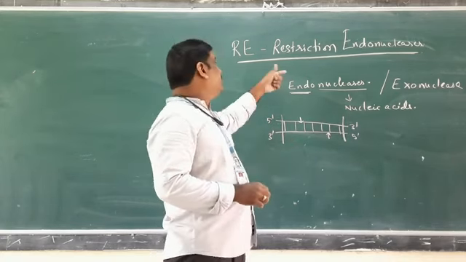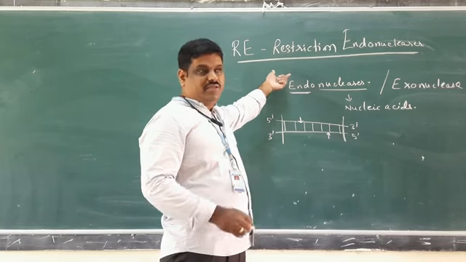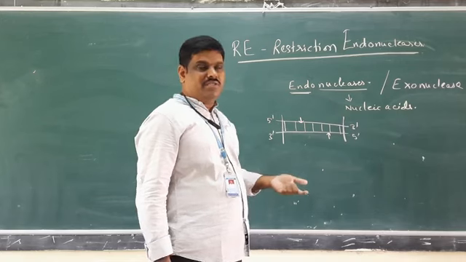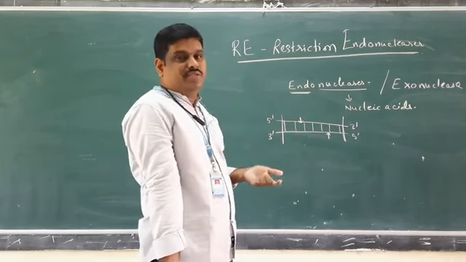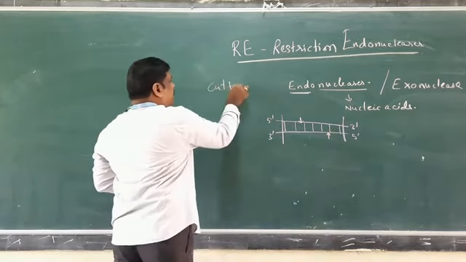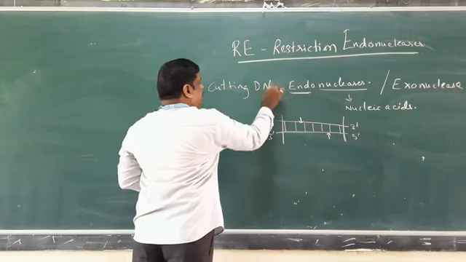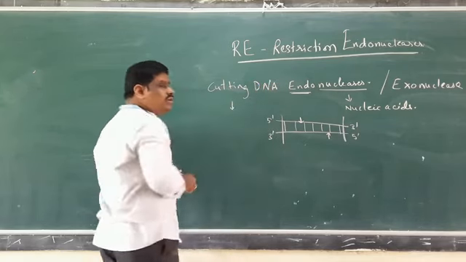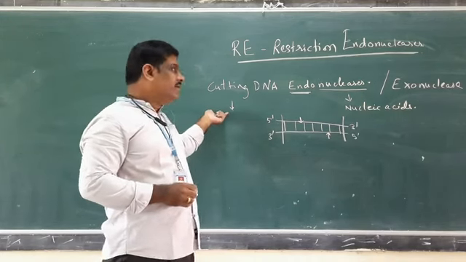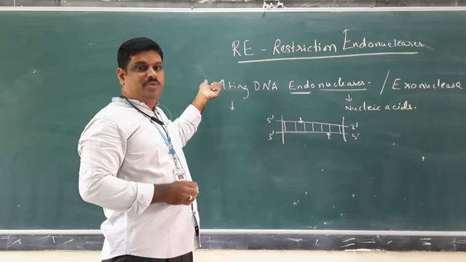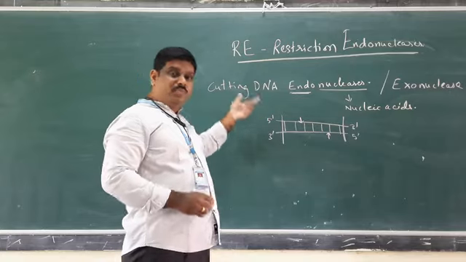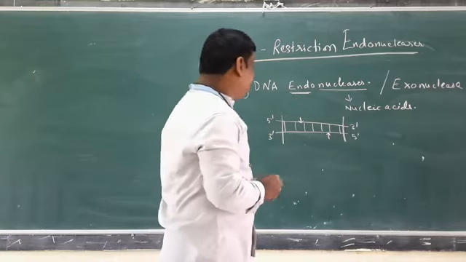Coming to significance, usage and application, restriction endonucleases are used in recombinant DNA technology or gene manipulation and different fields of biotechnology for cutting the DNA. That's why they are also called molecular scissors. So how do they cut, and what is the basis for restriction endonuclease? How did this property come to restriction endonuclease? We see now.